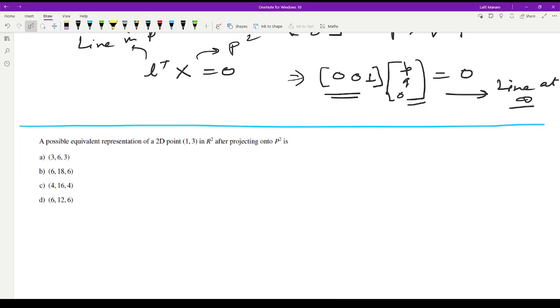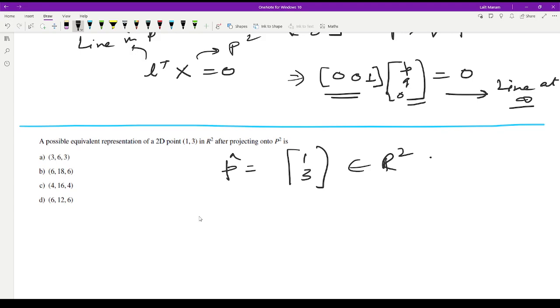So, a possible equivalent representation of a 2D point. You're given a 2D point 1 comma 3 in R2, and after projecting onto P2, what can it be? Can anyone say the answer? So, we have some point 1 comma 3 in 2D space. Can anyone say the answer? Option B. Why do you say so?